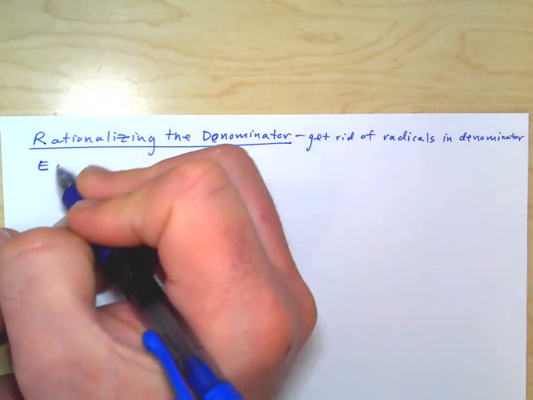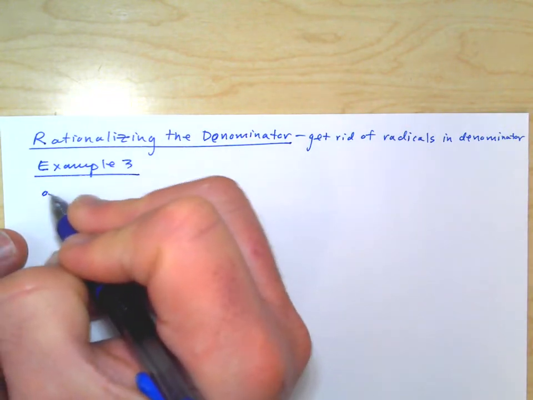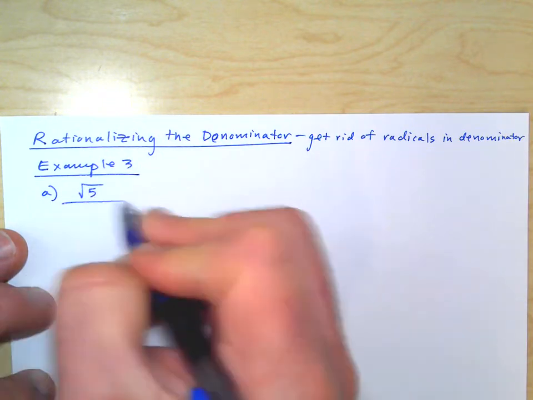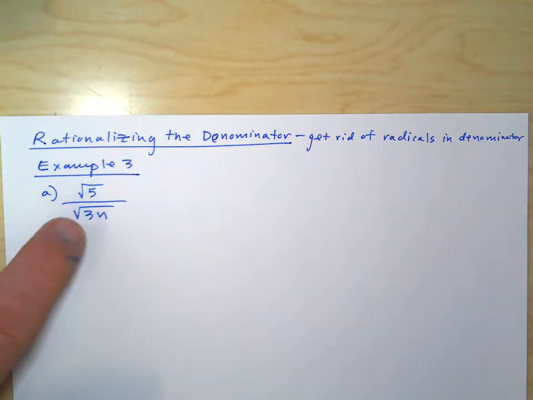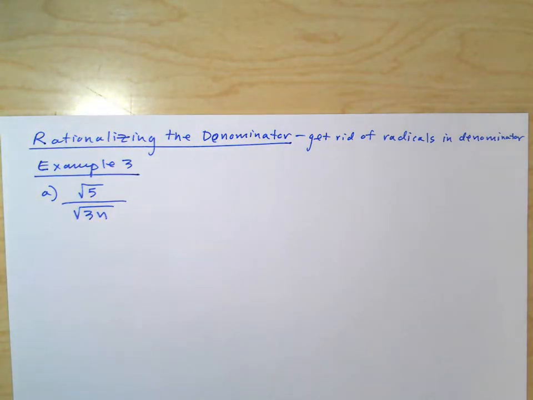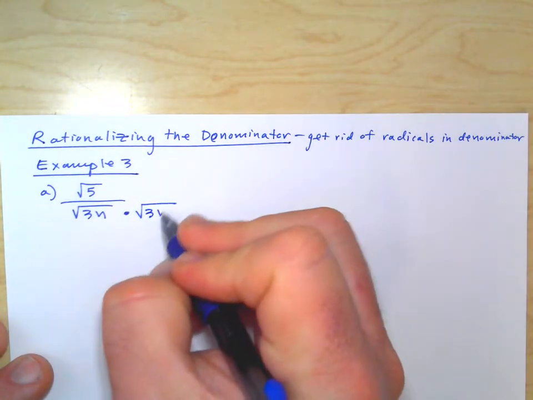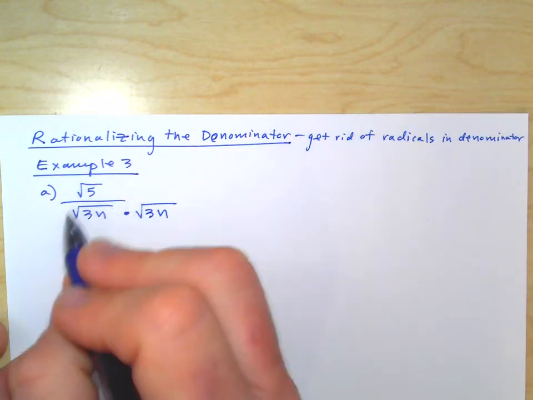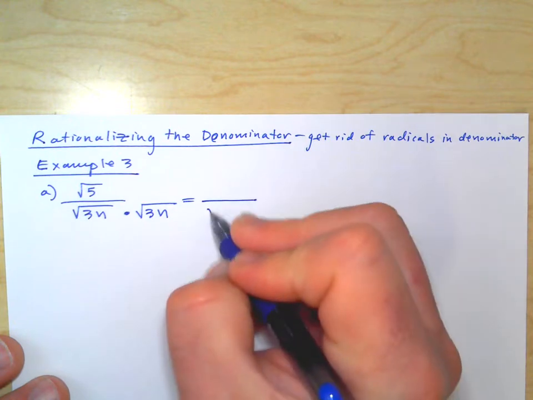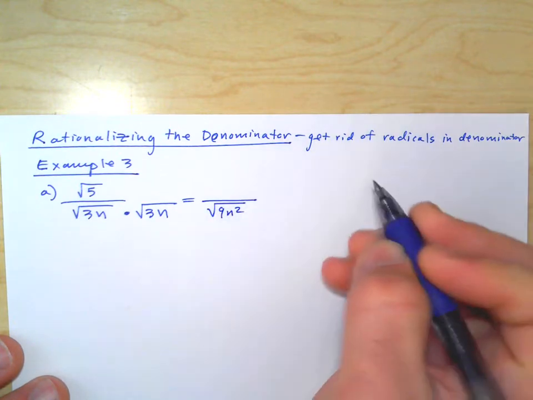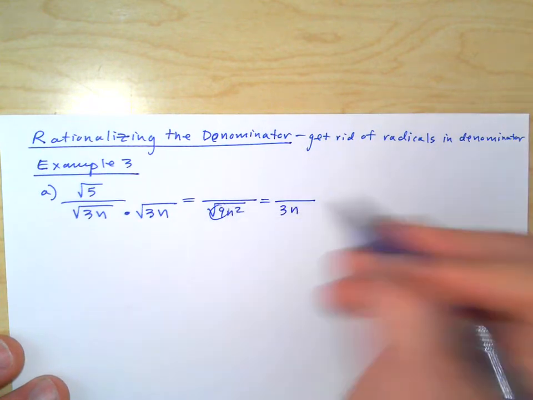And so I'm going to just jump into an example here and show you how it works. If we have the square root of 5 over the square root of 3n, the problem here is we don't want a square root in the denominator when we're done. So how do we fix that? Well, we multiply by the exact same square root because we want to create a perfect square. If you do this, you're going to get the square root of 9n squared, which we could then break up. Square root of 9 is 3, square root of n squared is n, and now the denominator looks great.